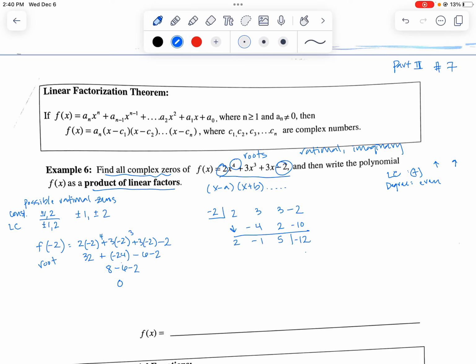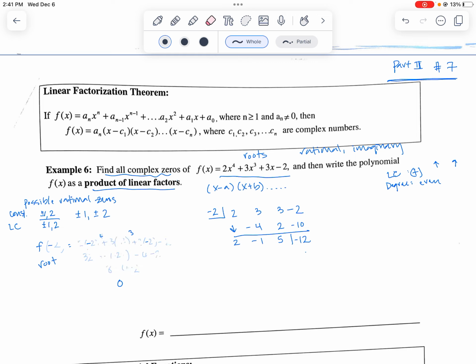Hello everyone, I am on part 3 of the guided notes for homework and notes number 7. I'm looking at example 6, which is on the 3rd page, and I am asking you to find all of these complex zeros of this function. I'm going to clean this up a little bit. Find all of the complex zeros and then write the polynomial as a product of linear factors.